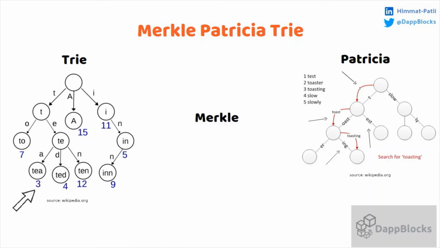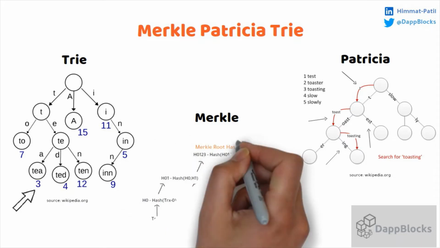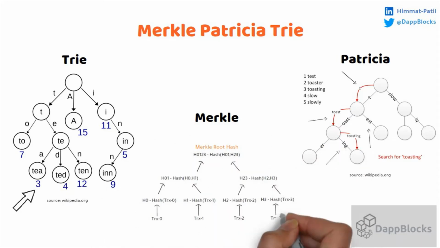And finally, Merkle. This tree is cryptographically secure. Each node is referred to by its hash, and the root node becomes the cryptographic fingerprint of the entire tree. Hence it is a Merkle tree.